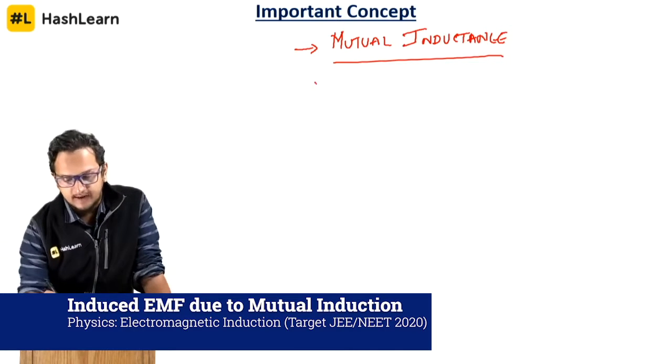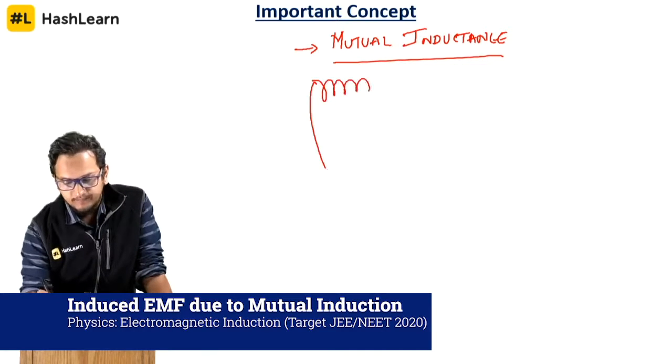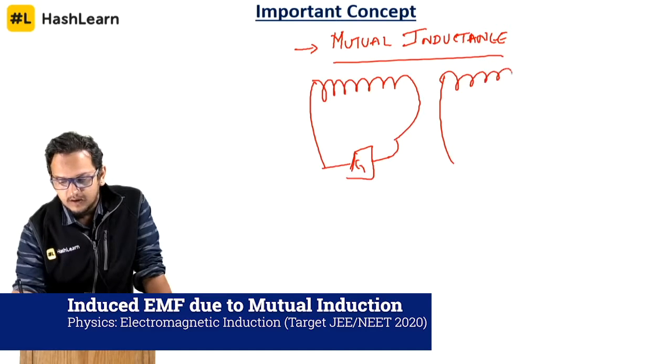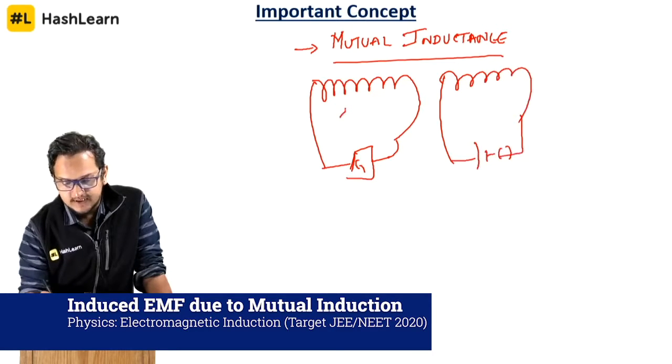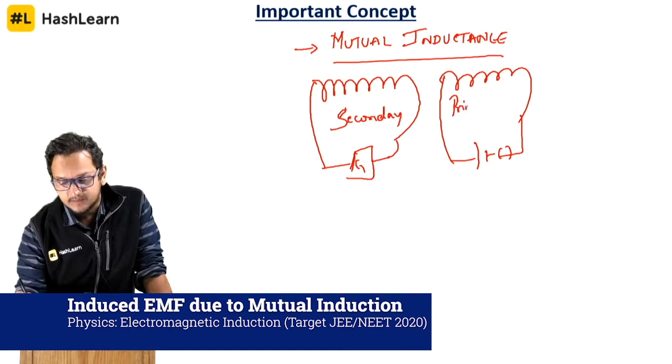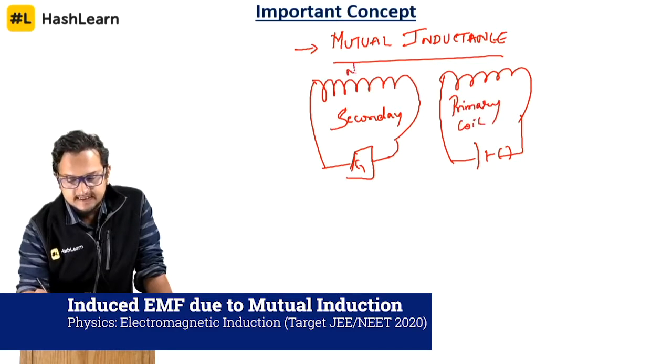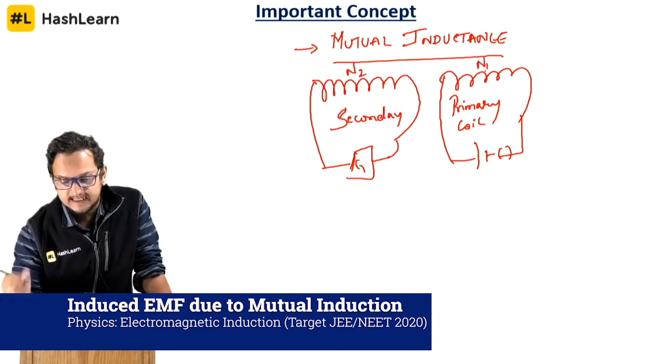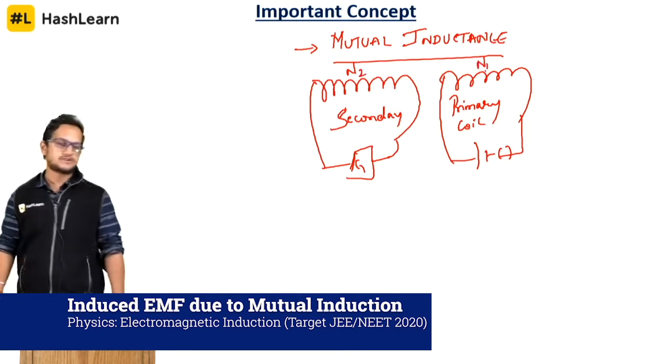Now let us say you have one coil connected to the galvanometer, and you have another coil which is connected to the battery and a plug key. This is called the secondary coil, and the coil in which the current is moving is called the primary coil. Now let us say this has N2 number of turns and this has N1 number of turns.